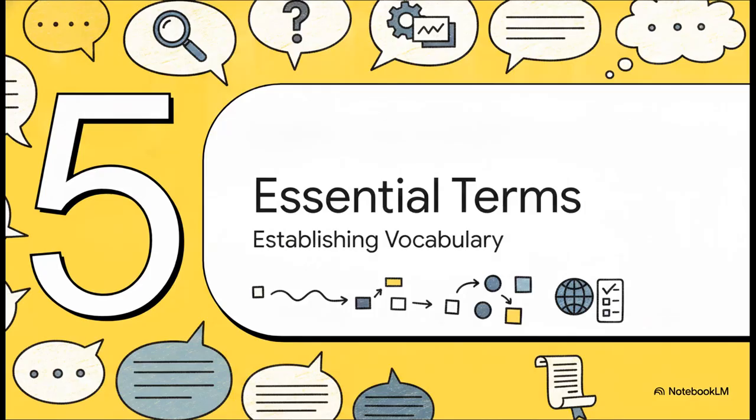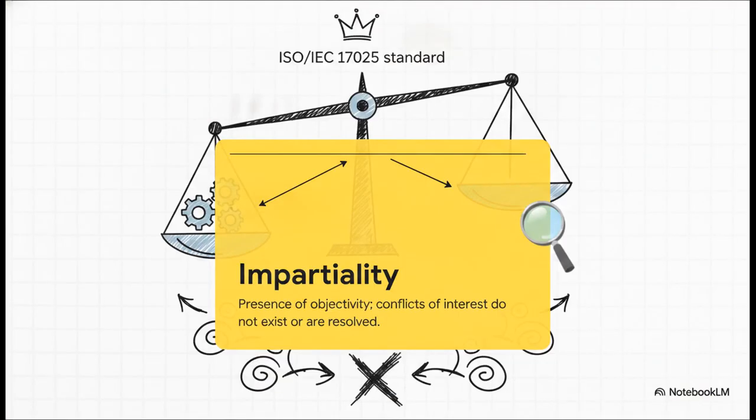And finally, Section 5, essential laboratory terms. Let's establish the vocabulary. To properly implement the standard, the introduction establishes some vital vocabulary, and it starts with a big one, impartiality. The standard defines this simply as the presence of objectivity. It elaborates that this means conflicts of interest simply do not exist or they're resolved in a way that won't adversely influence subsequent activities of the laboratory. Absolute objectivity is the cornerstone of any valid test result.